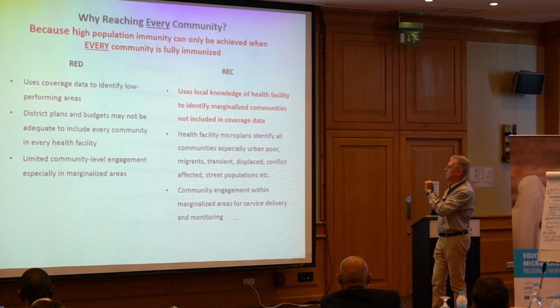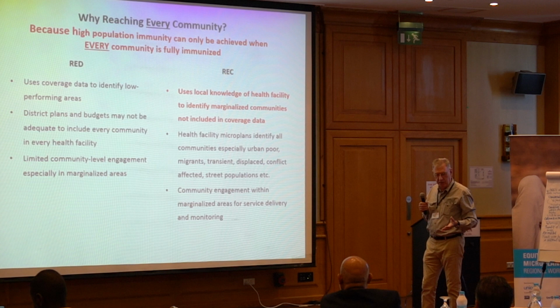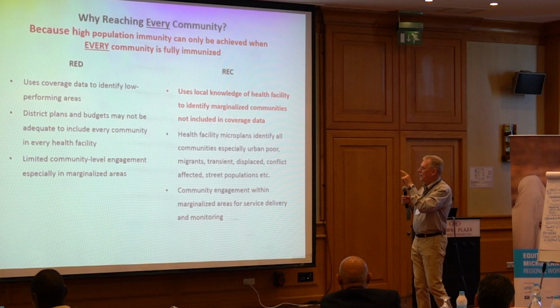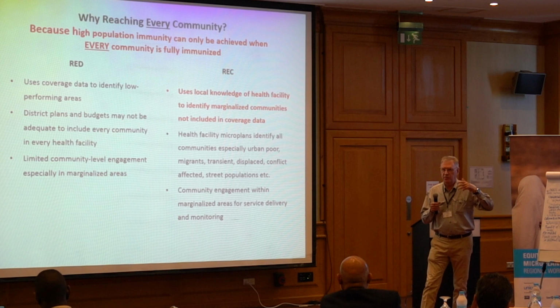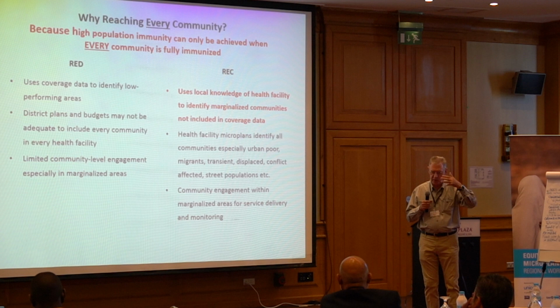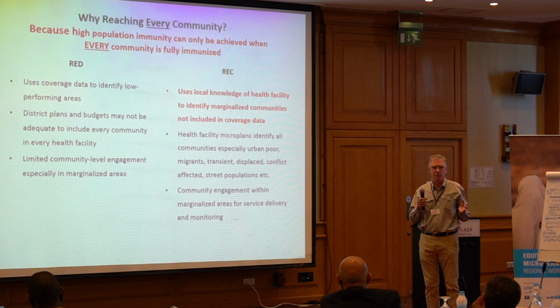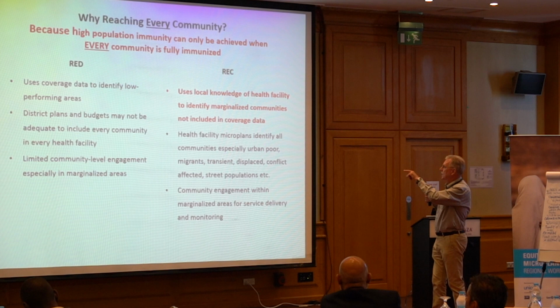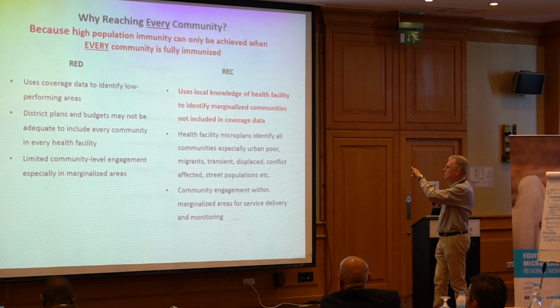Remember that district plans and budgets are often created at the district from the province or whatever, and they may not be adequate to reach every community, because the budgets were created maybe a long time ago. They list out the health facilities and the approximate populations, but they're not enough, because the population's gone up by 40% in the last couple of years, but the budget stayed the same and the planning cycle is the same. So we have to have microplans that identify all the communities and make sure there are sufficient budgets and supplies for them.